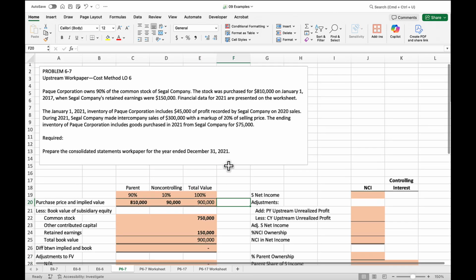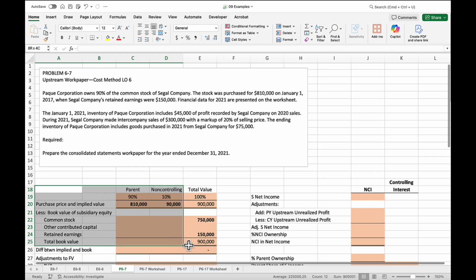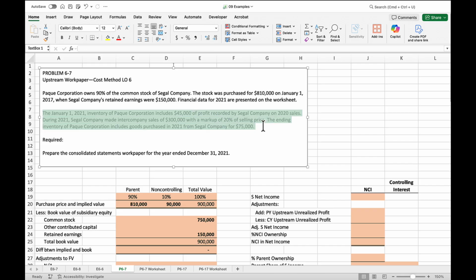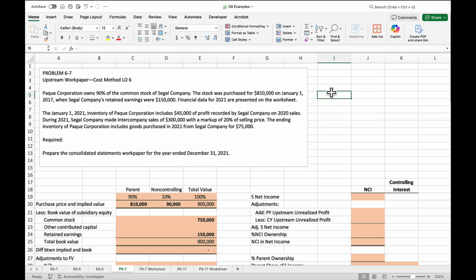Okay. So now we've caught up, we've done this as of the date of acquisition, and so now we can fast forward to what they're actually asking us. And so they gave us all this information from the current year, and so I'm going to take a minute to organize that information to see what they've given us. So they told us that on January 1st of 2021, the inventory of the parent includes $45,000 of profit recorded by Siegel Company, the subsidiary, on 2020 sales. So what they're trying to tell us there is that we have 2020 unrealized profit.